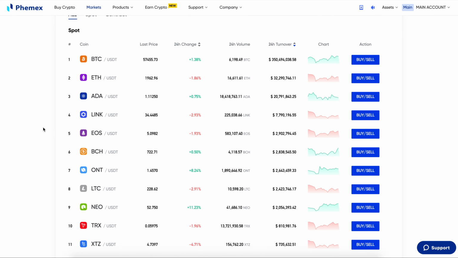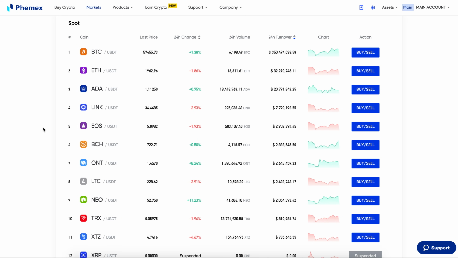Well, honestly, if you've been trading on Coinbase or Binance or KuCoin, you're already familiar with spot trading. This is just simple buying and selling, nothing fancy. If you have 1,000 USDT and you buy Bitcoin, you will get 1,000 USDT worth of Bitcoin and vice versa.